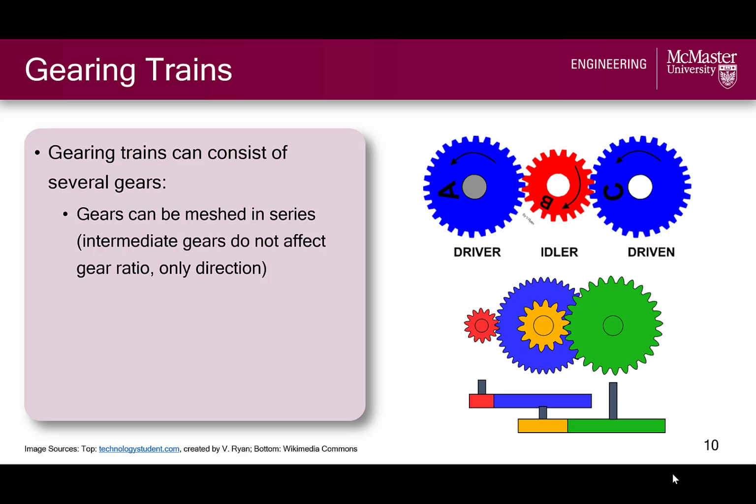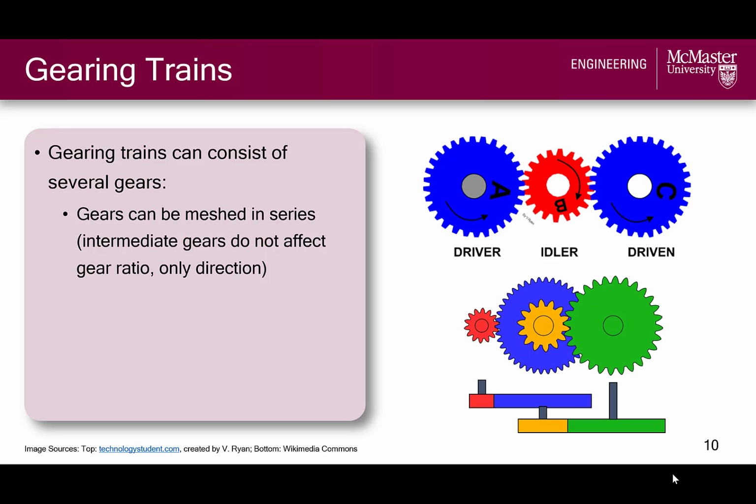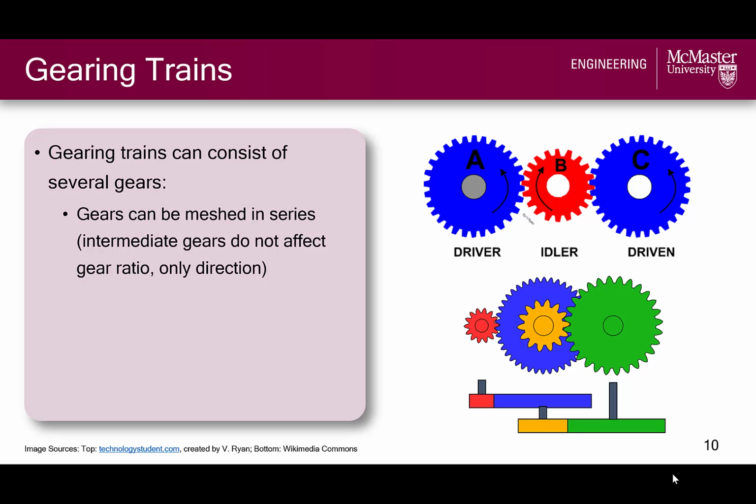In all of these examples, we have considered a single gear set with 2 gears. However, many gear train mechanisms are made of many more gears.